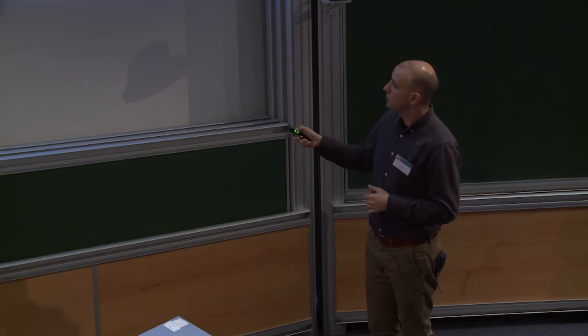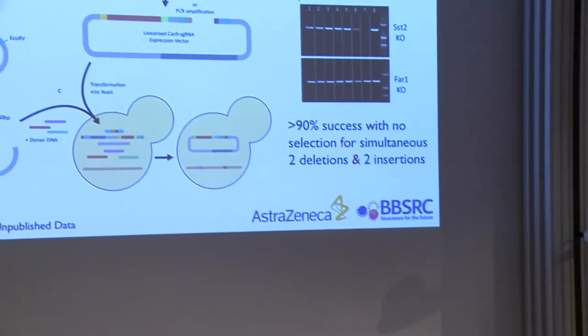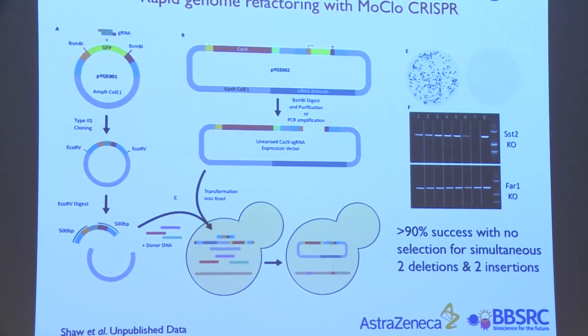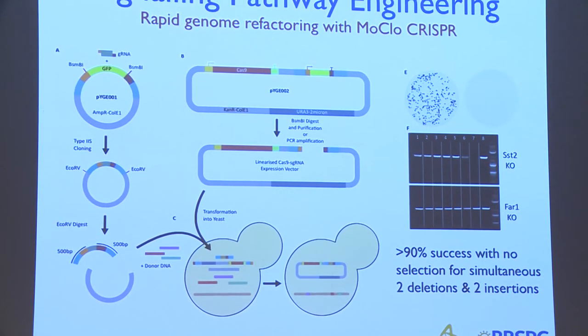And so then you will end up with all your changes. So Will first went trying this whole protocol. He had greater than 90% success rate with no selectable markers, doing simultaneous two deletions and two insertions into the genome. So this is now scaling up.